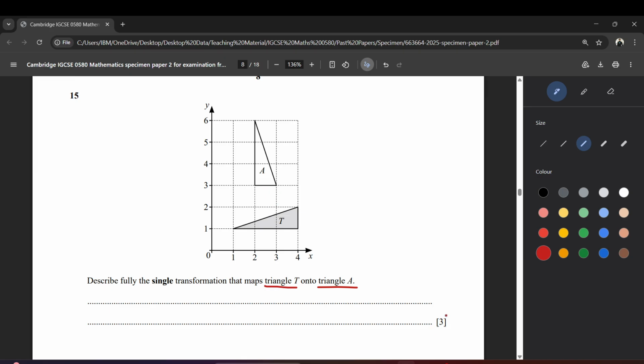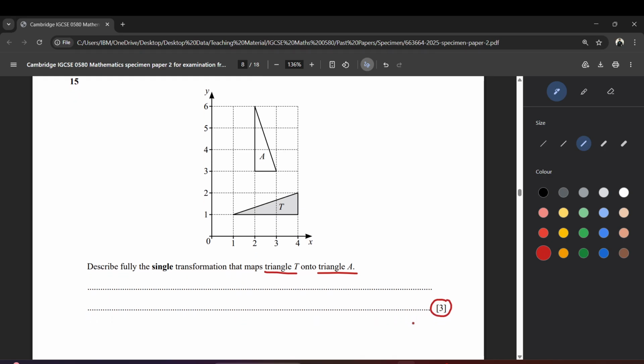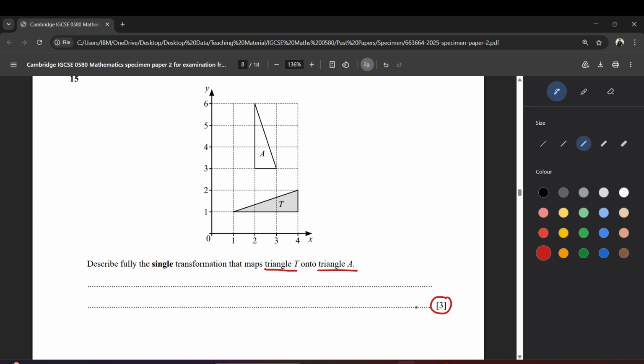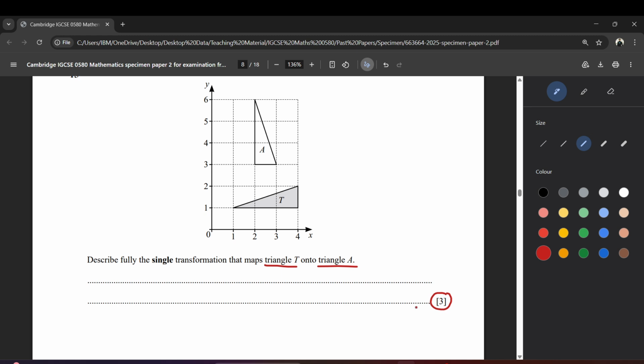Now look, this is a 3 mark question, right? If you have seen my previous video on transformation, I mentioned something in great detail, so I'll just quickly mention it one more time. If you have a 3 mark question for description, that means the question is either about rotation or enlargement, because when you're describing rotation and enlargement, that is where you have to give three pieces of information.